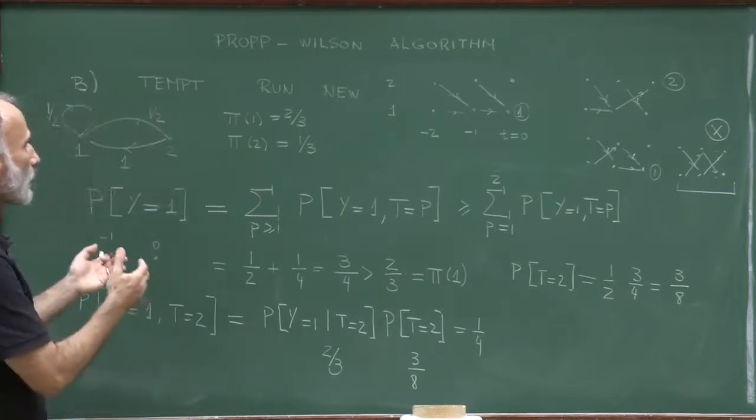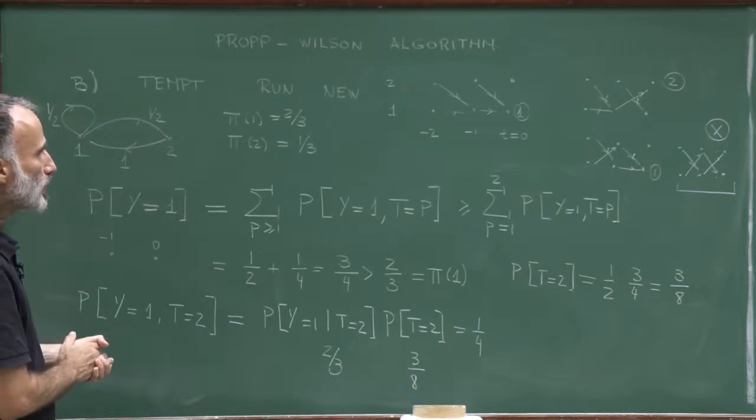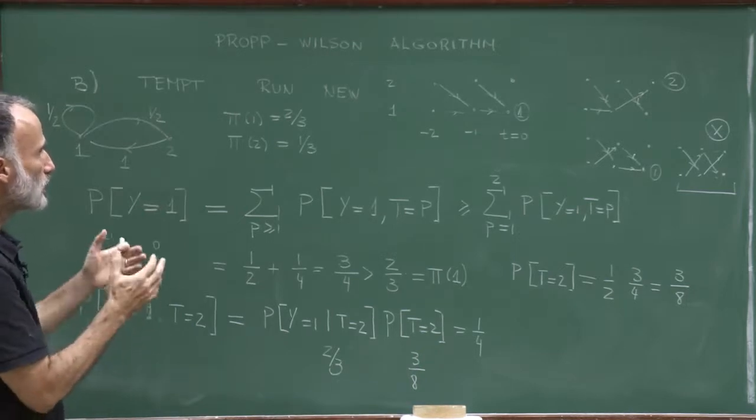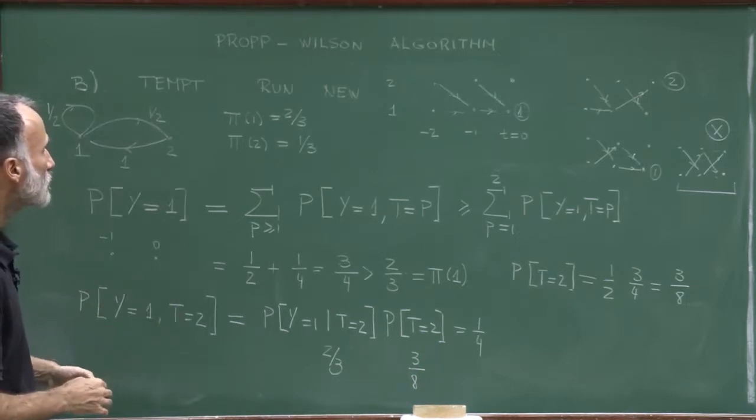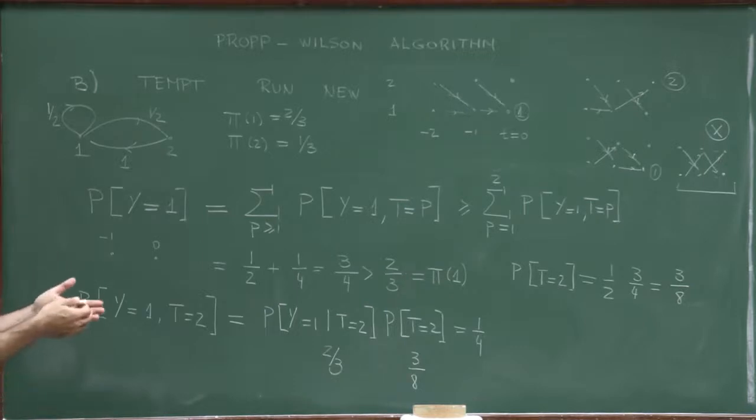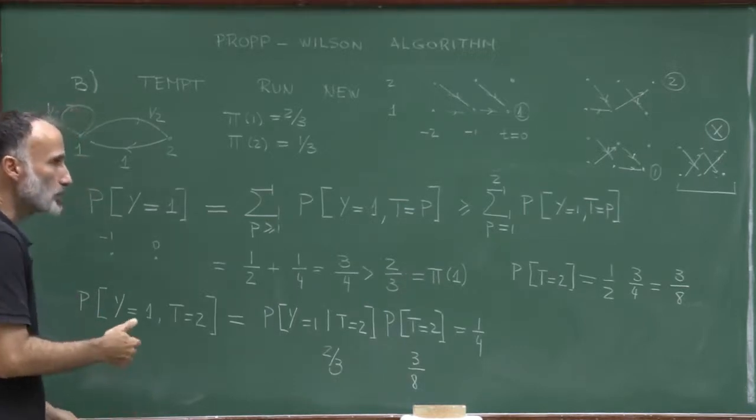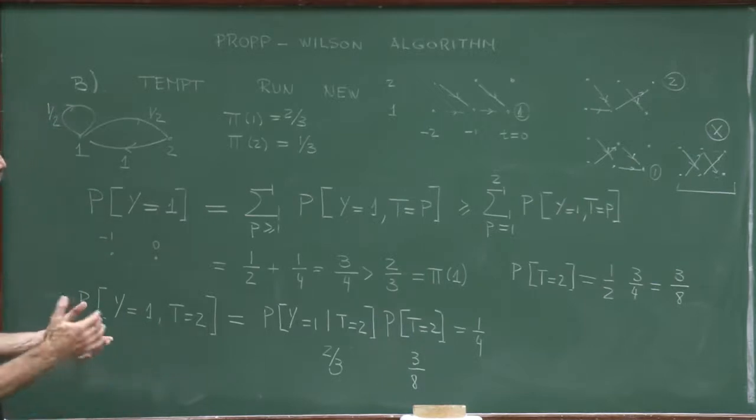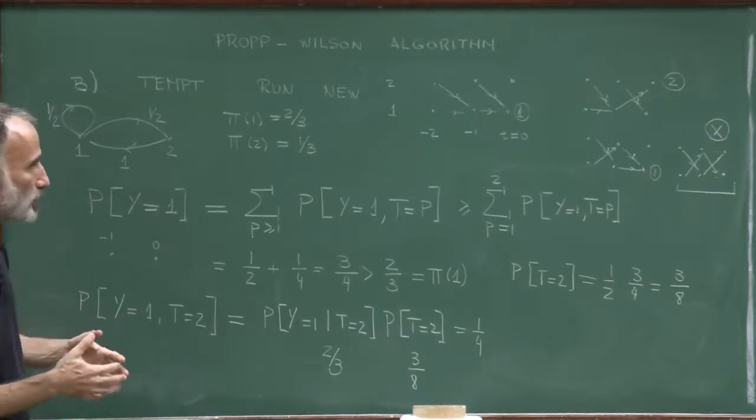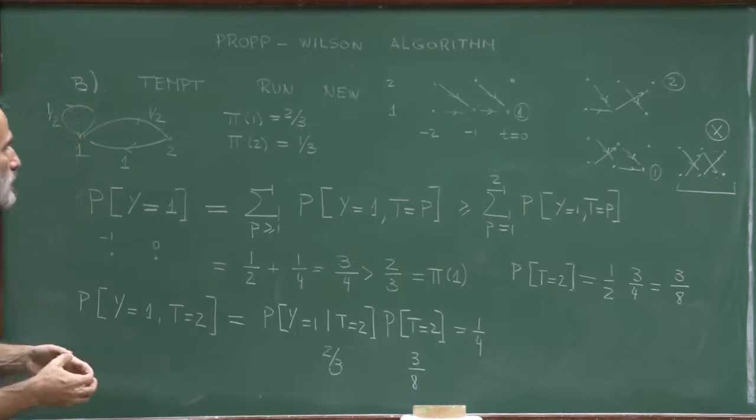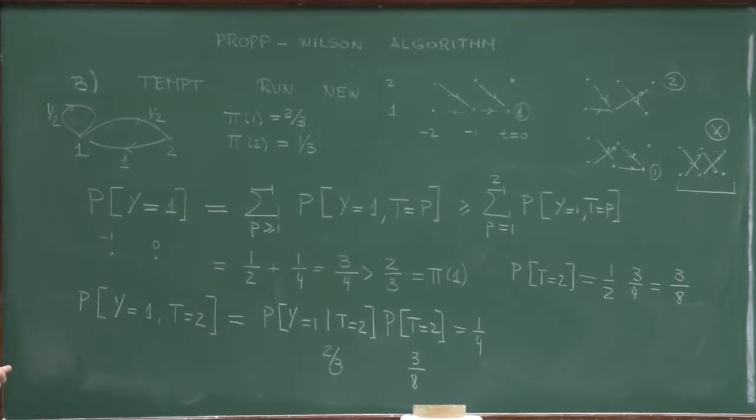So these 2 examples illustrate the interest of the Propp-Wilson algorithm, because it gives you the correct answer in a quite simple algorithm. Of course, the drawback, as I mentioned already, is that you need to run a large number of Markov chains in order to produce this output.